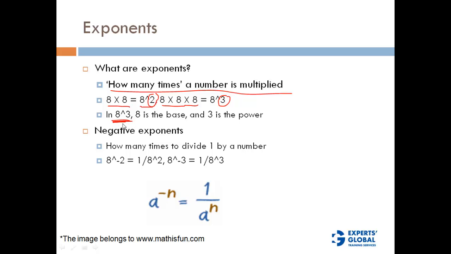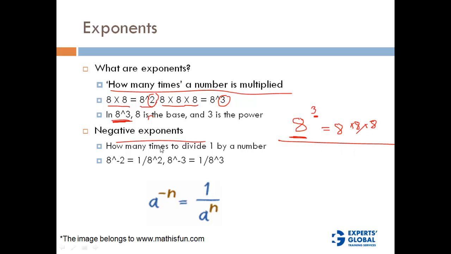In an expression of an exponent, 8 raised to 3, 8 is called the base, that is the number that is multiplied with itself, and 3 is called the power. So what this means is 8 multiplied with itself 3 times.